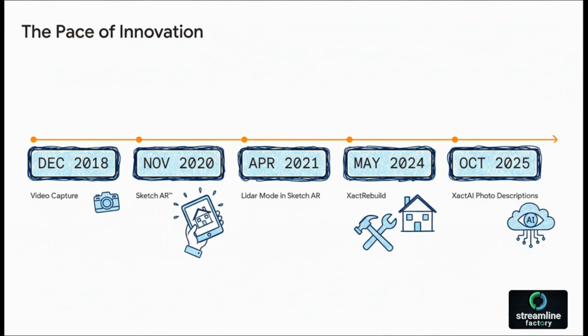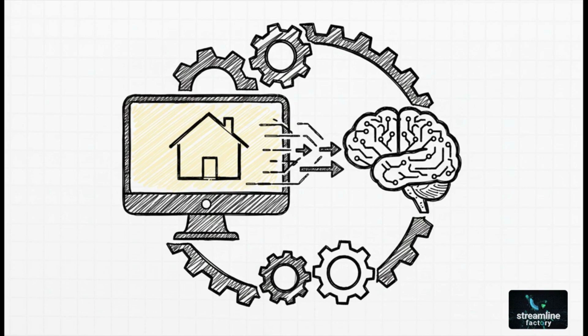It wasn't that long ago, back in 2018, that we were just getting video capture. Then, boom, 2 years later, we get augmented reality sketching. Then LiDAR a few months after that. And now we're talking about automated rebuilds and AI writing our photo descriptions. The pace isn't just fast, it's accelerating. And that's really the big headline, isn't it?